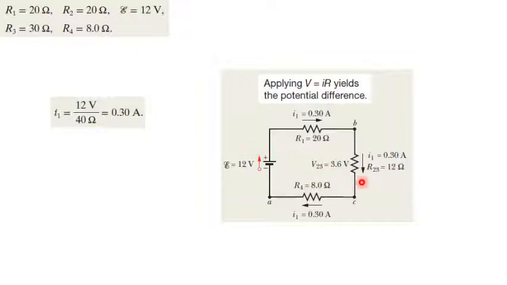So let us keep in our minds now that the potential difference between the points B and C is 3.6. We will use it in the other section of this problem.